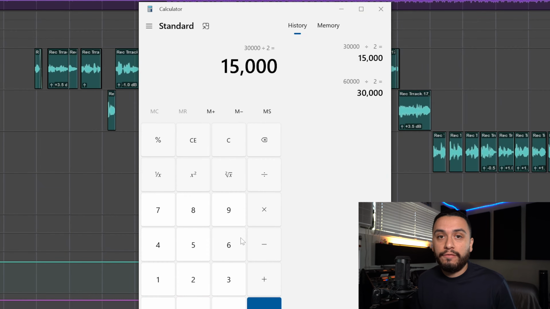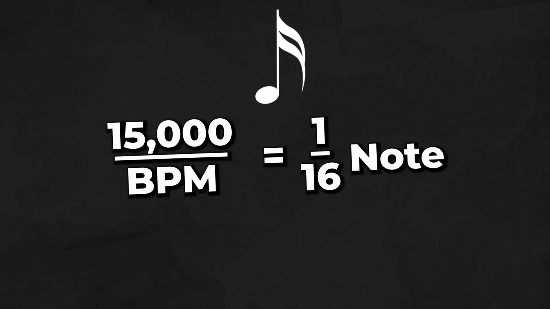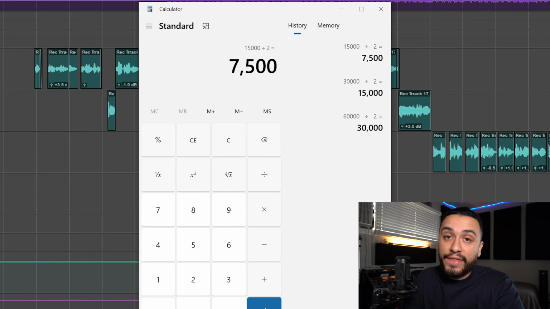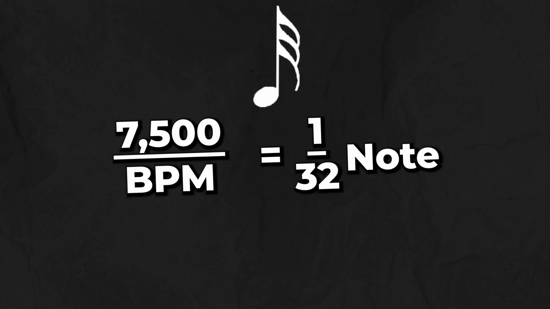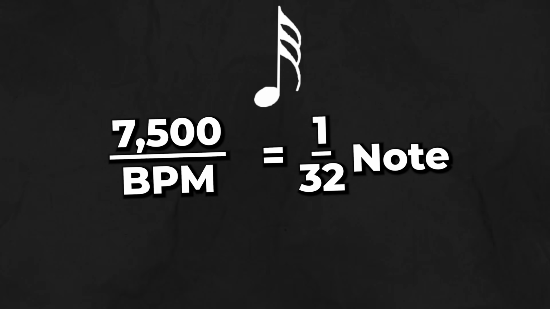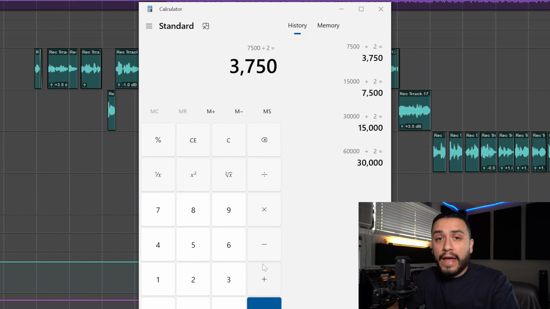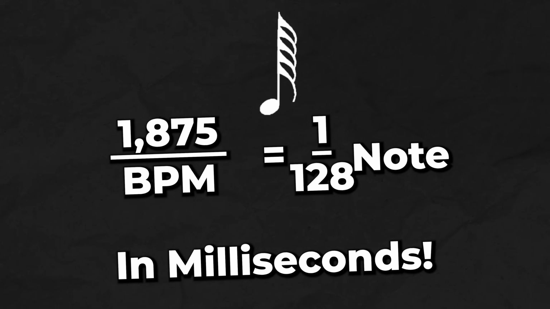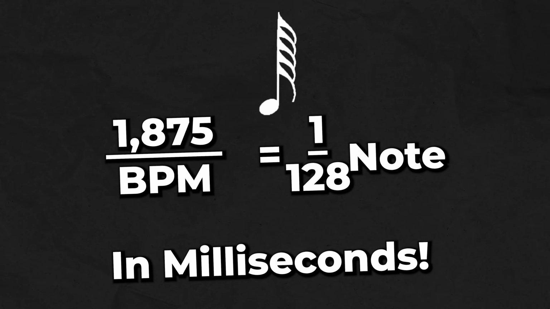And the pattern continues. Divide 30,000 by 2 and get 15,000, which when divided by our BPM will give you a 16th note in milliseconds. Divide 15,000 by 2, and as you can see here, we get 7,500, which is where our 7,500 value comes from. That gives us a 32nd note when divided by the BPM. And then divide that by 2, which gives us 3,750, which gives us a 64th note. Then divide that by 2, which gives us 1875, which is equivalent to a 128th note, all in milliseconds.